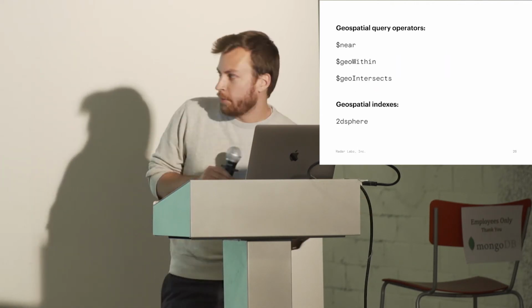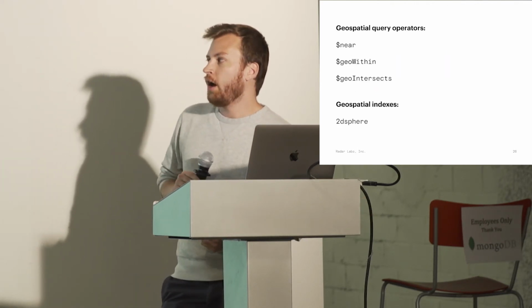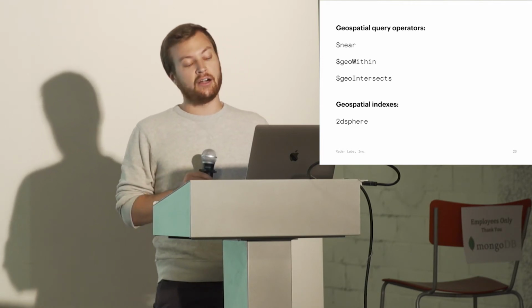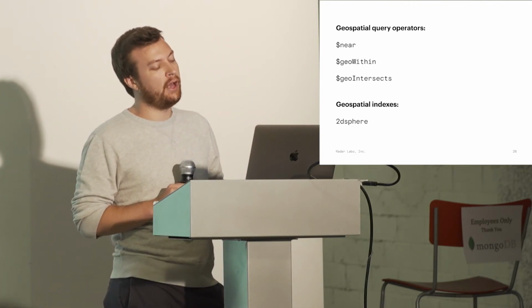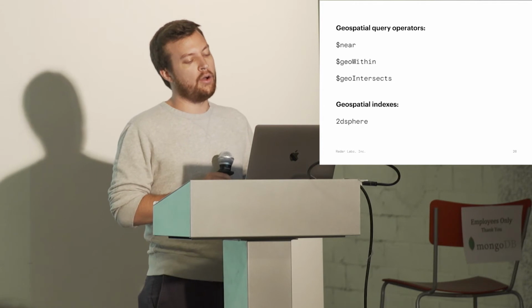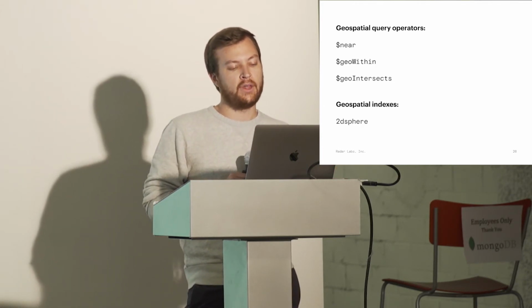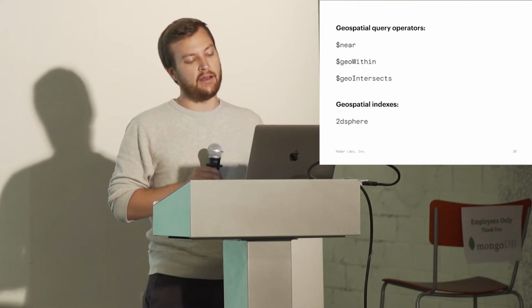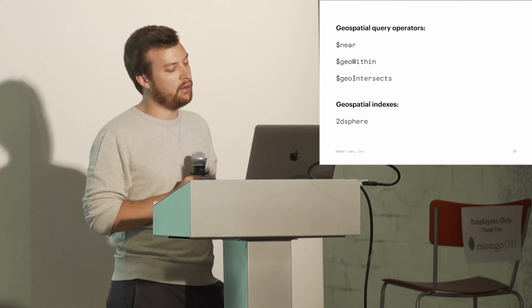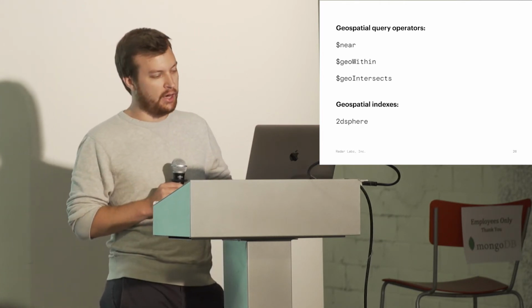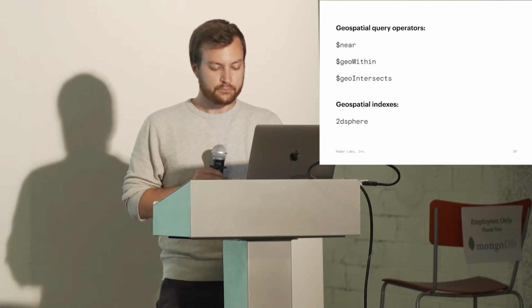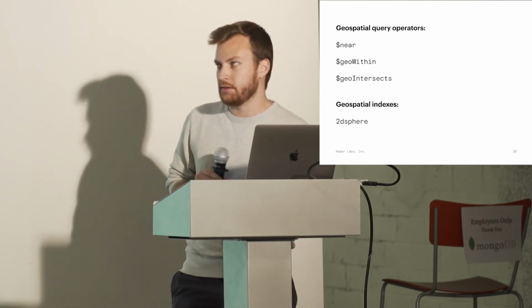So the geospatial query operators that we use are near, which will basically return documents that are near the specified point or polygon. Within, which will return documents that are within the specified polygon. And intersects, which will return documents that intersect with the specified point or polygon. And you can use the geospatial index to make all of these super performant. So what does this actually look like in practice?